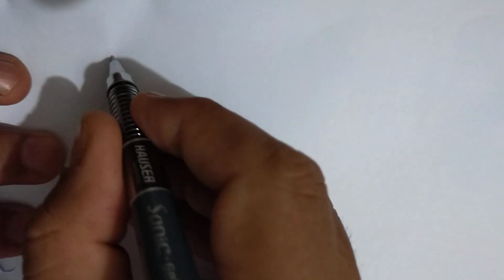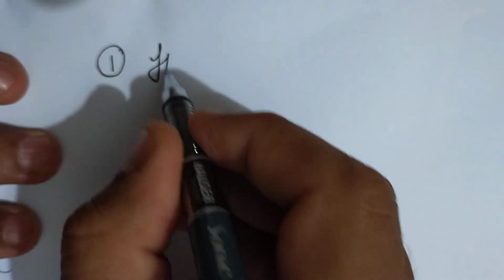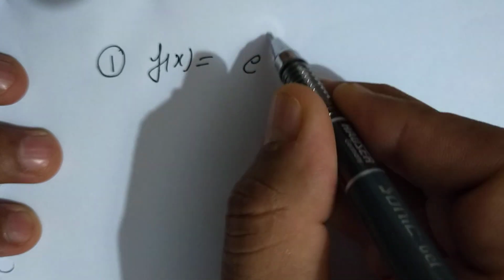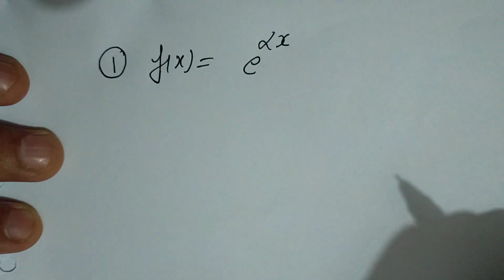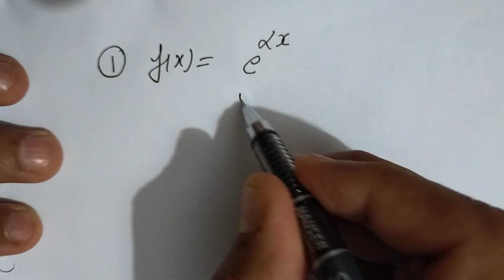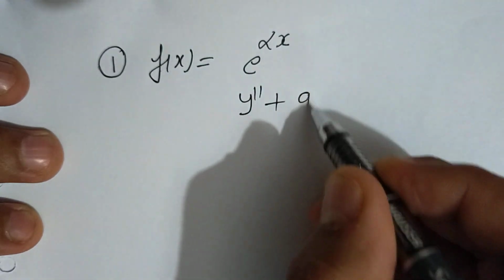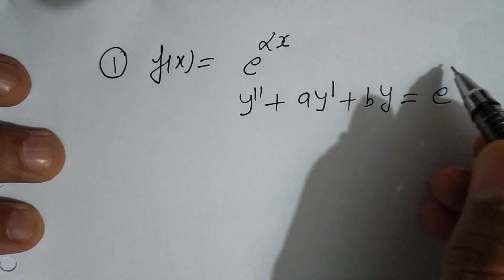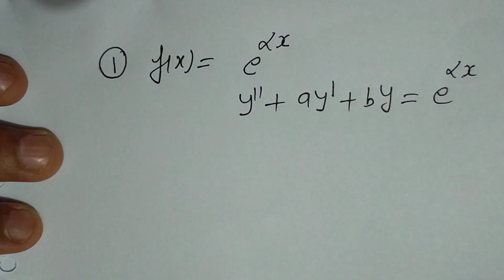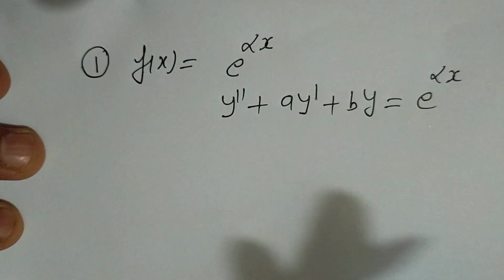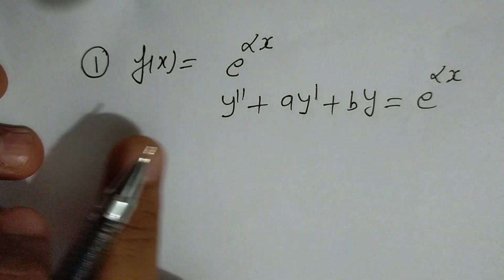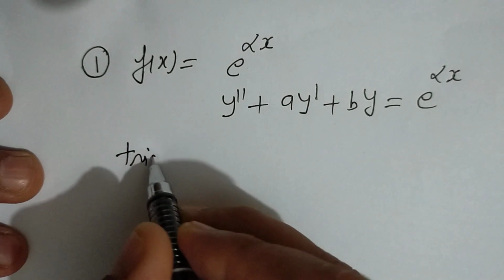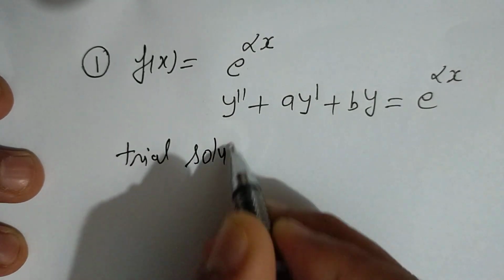So the first f(x) can be exponential function. Let us have e power alpha x. Sometimes we can have y double dash plus ay dash plus by equal to exponential f(x). So here the non-homogeneous part is the exponential function. So we take trial solution here.